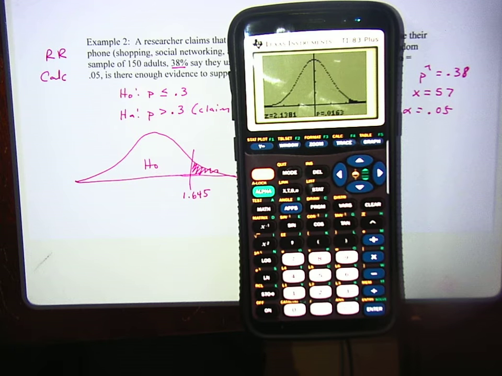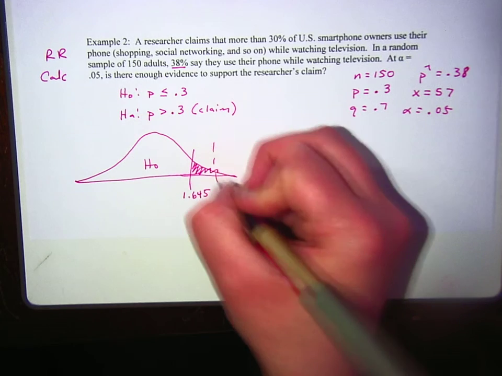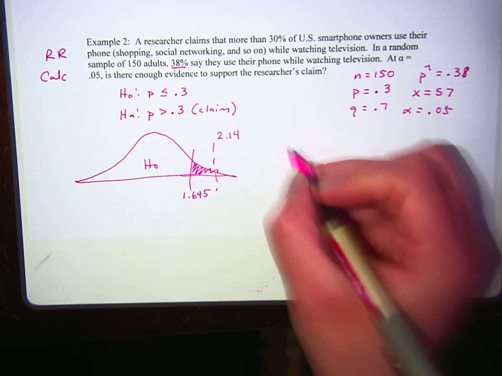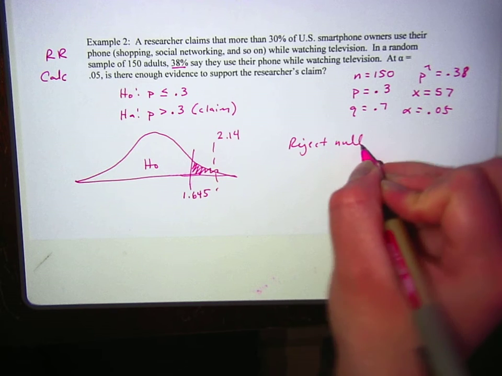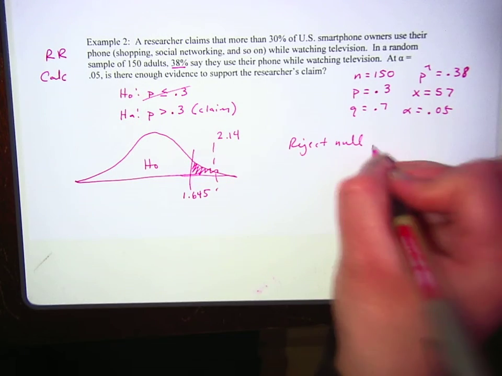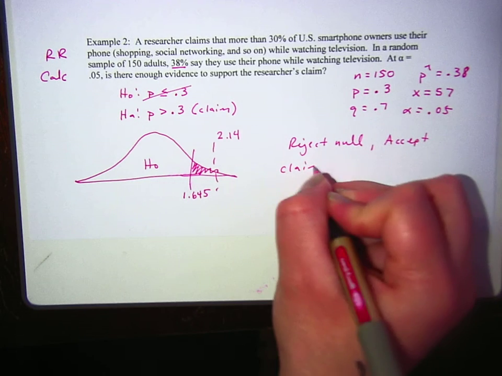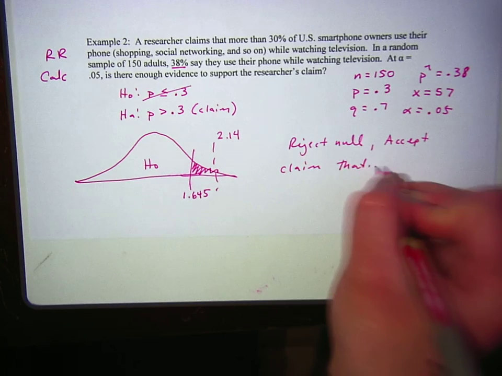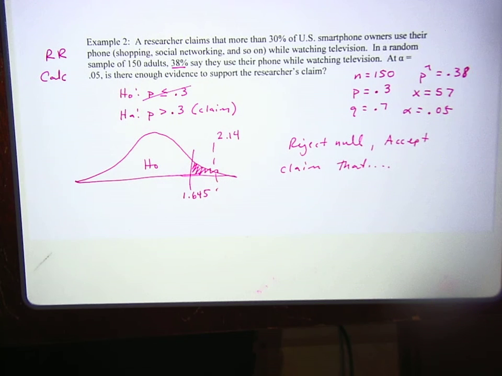Okay, so there is a beautiful bell curve, and my z-score is 2.14. It says that on the bottom right corner. So 2.14 definitely hits in that rejection region, so I'm going to reject the null, and in this case I'm going to accept the claim that all that stuff. Not going to write it for a 3rd time.